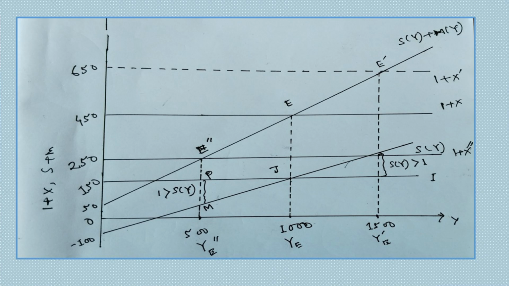Here, injection is basically I plus X, and leakage is saving plus import. Our leakages are basically a function of income. Once we report an increase in income, then savings, being a function of income, increases in a certain proportion, and import also increases in a certain proportion.